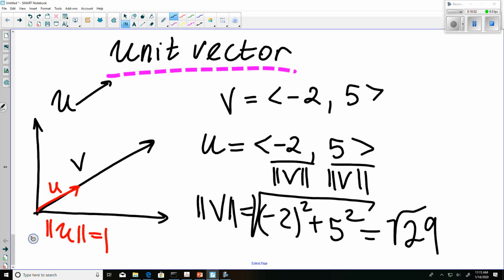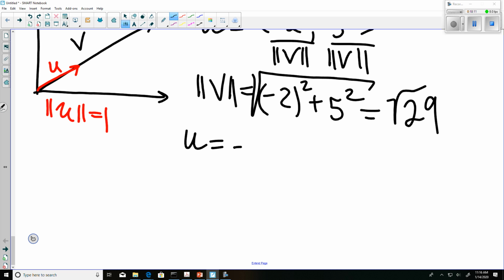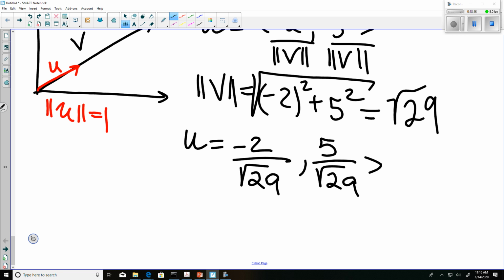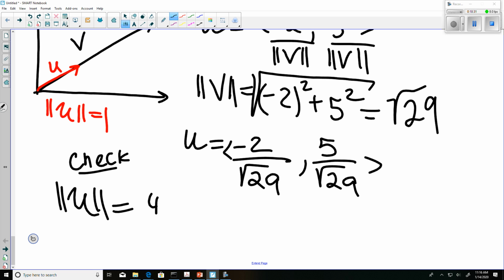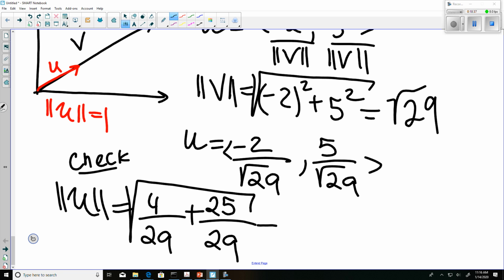I'll scroll it up in 10 seconds and write it down on the board, and that will be it. Okay, so finally vector u will be -2 over root 29 and 5 over root 29. And as I stated, this is a unit vector. If you don't believe me, I encourage you to find the magnitude of this one. How can you check that this is indeed a unit vector? Okay, what's the magnitude of this? Square root of 4 over 29 plus 25 over 29. How much is it? 1. That's the proof that it's indeed a unit vector.